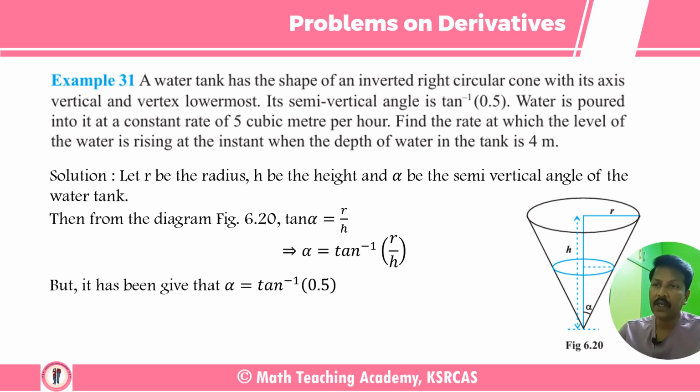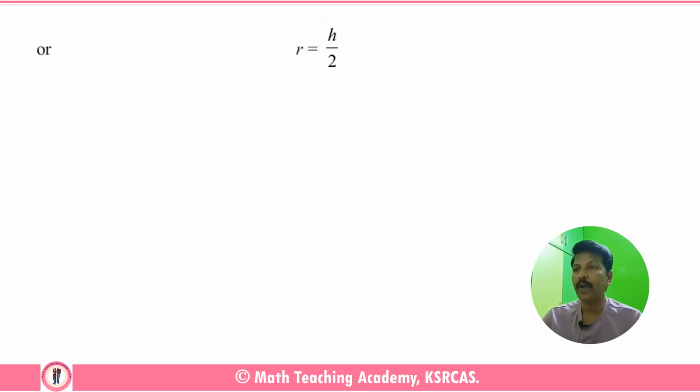But it has been given that alpha is equal to tan inverse 0.5 in the given problem. If we compare these two, we get R by H is equal to 0.5, and 0.5 can also be written as 1 by 2, which implies R is equal to H by 2.